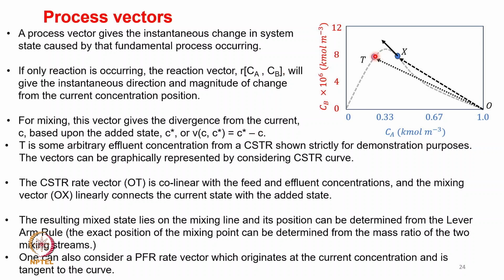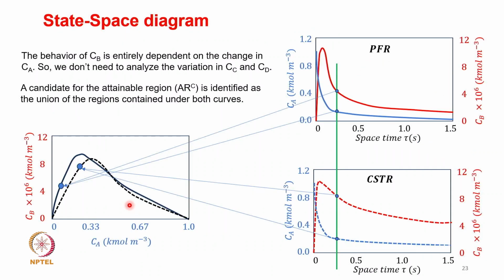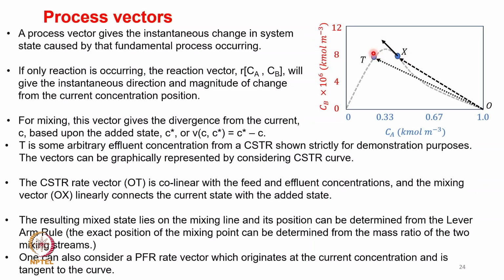So, let's look at an arbitrary concentration T. The dashed line is of course represented by the CSTR. This is only the CSTR curve from the previous state space diagram. We replot it here and look at a point T. T is an arbitrary effluent concentration in the CSTR. We are just using it for demonstration. The vectors can be graphically represented here. The CSTR rate vector OT is collinear with the feed and the effluent concentration. So this is the vector, this is the rate vector.